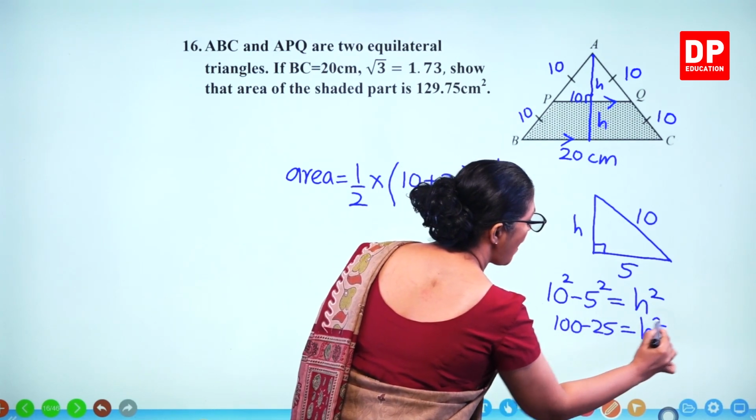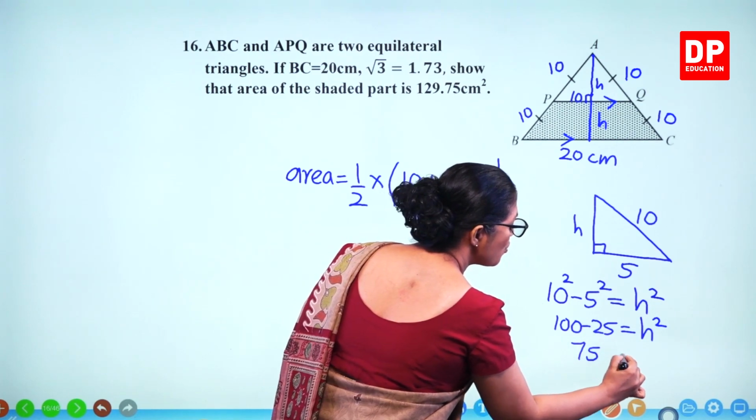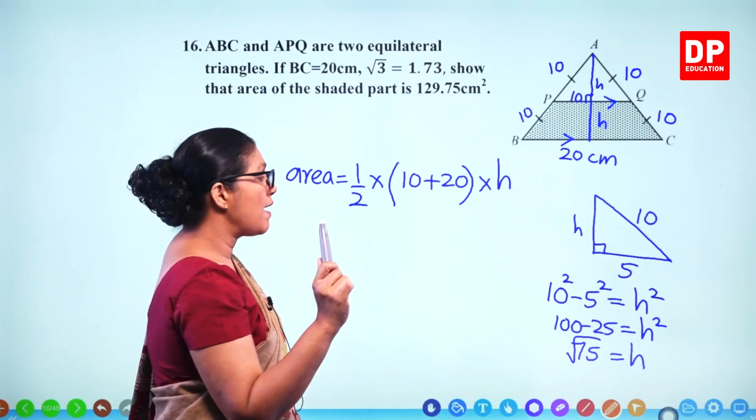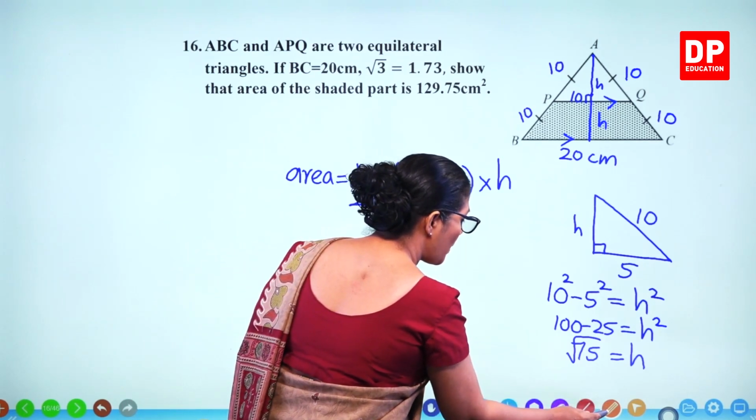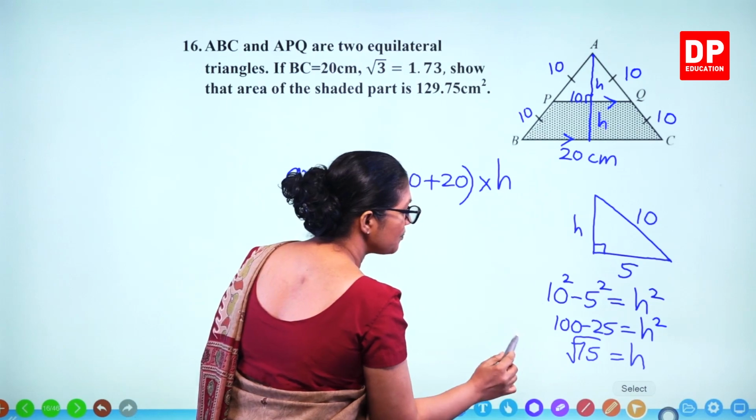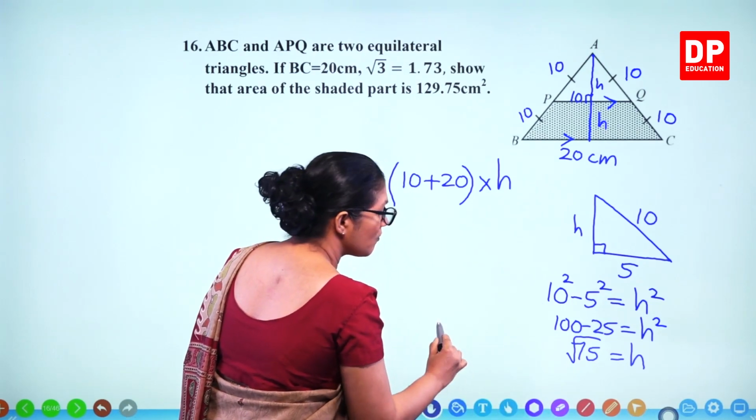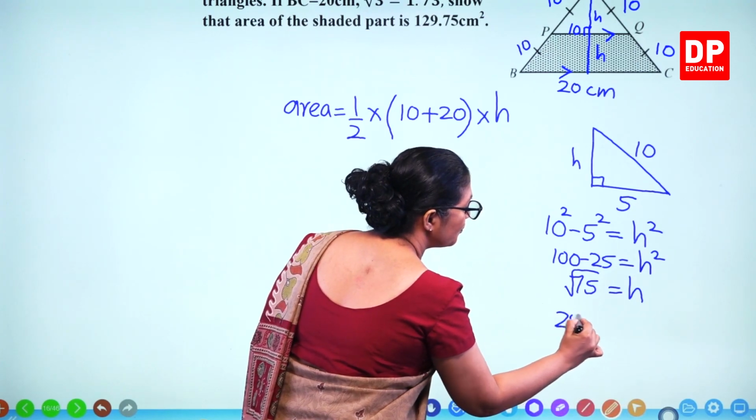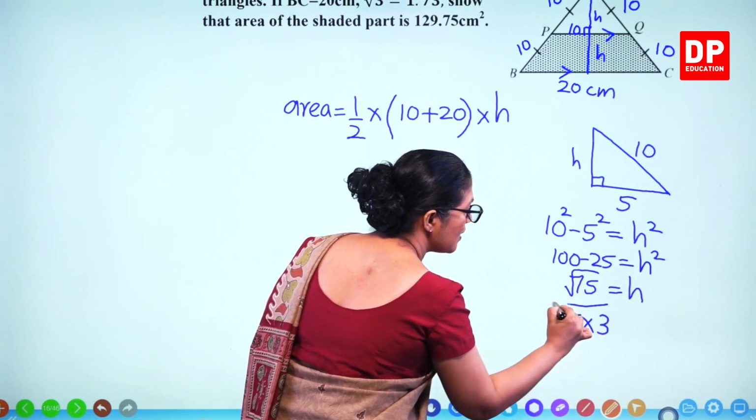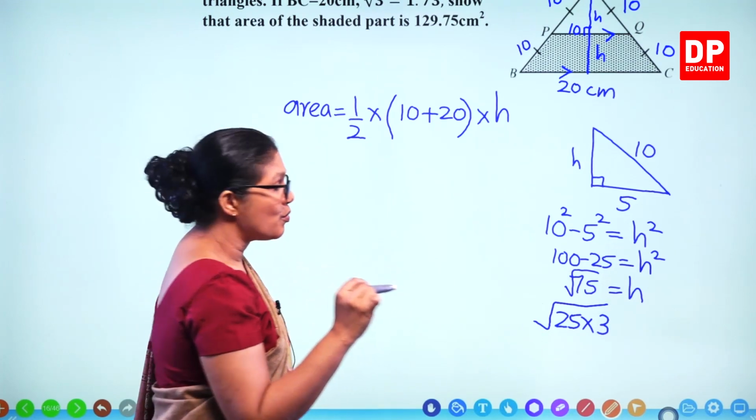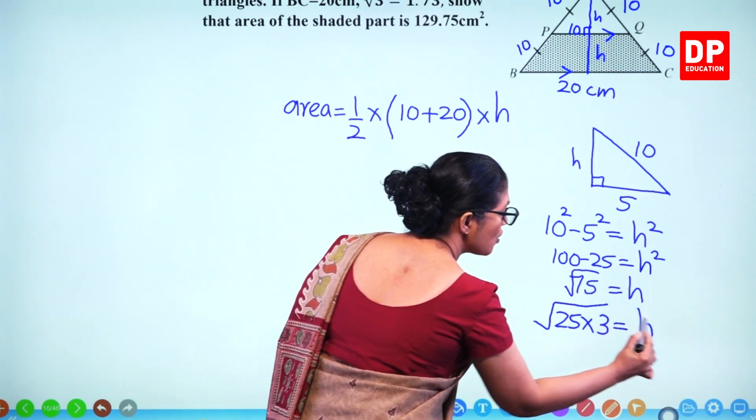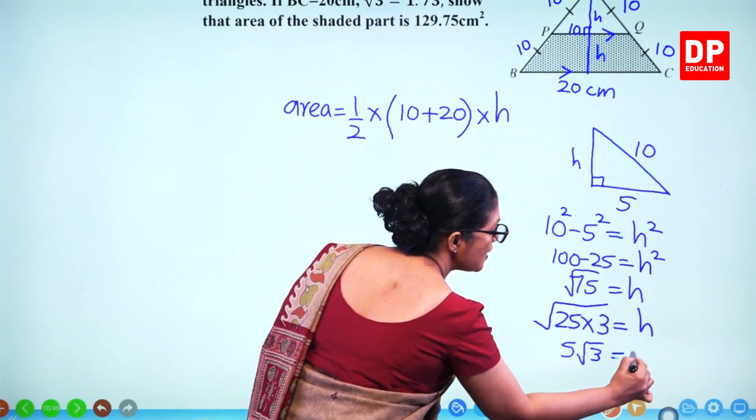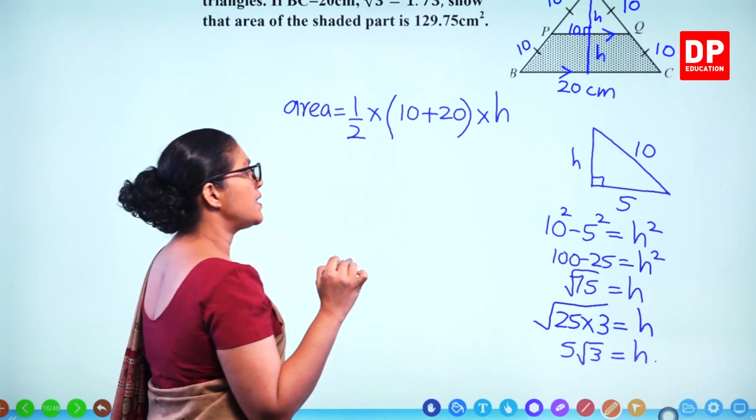You get 75. Square root of 75 we need. So how can you write 75 as a square term? We can write 25 times 3 as 75. So you get this one is h. So square root of 25 is 5. So you get 5 root 3 is the height h.